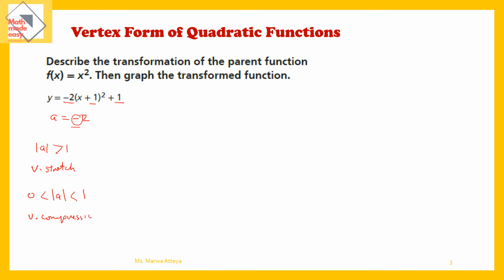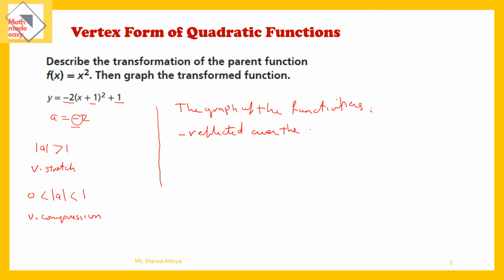Okay, so let's describe the transformation together. We're going to say the graph of the function has what? First of all, what happened first? As we said, negative sign, then reflected over the x-axis. This is the first thing we know.